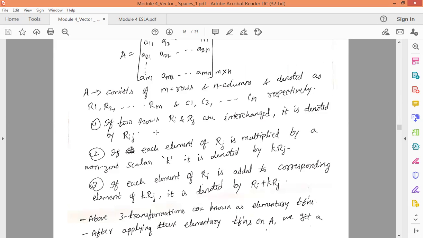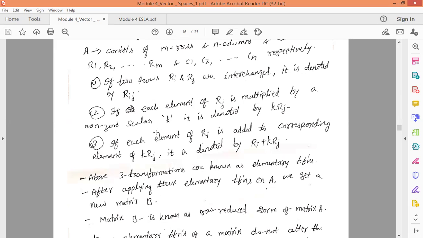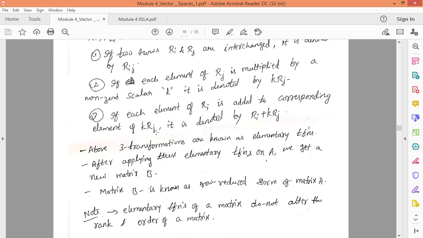All these operations we will take up with numerical problems. All three transformations are considered elementary transformations. After applying these elementary transformations on the matrix A, we obtain a new matrix which is denoted as B. This new matrix B is called the row reduced form of matrix A, or the row echelon form of matrix A.